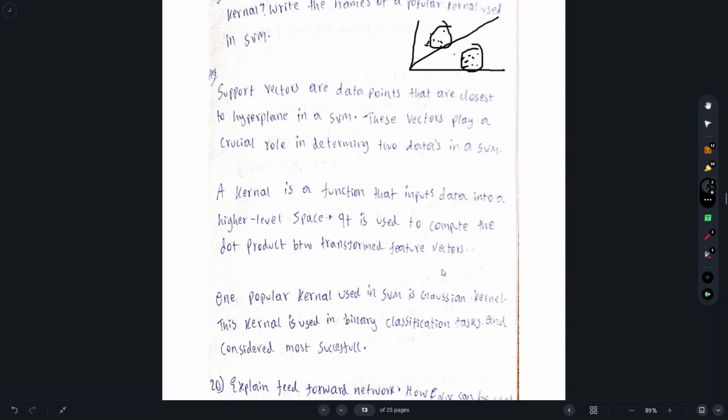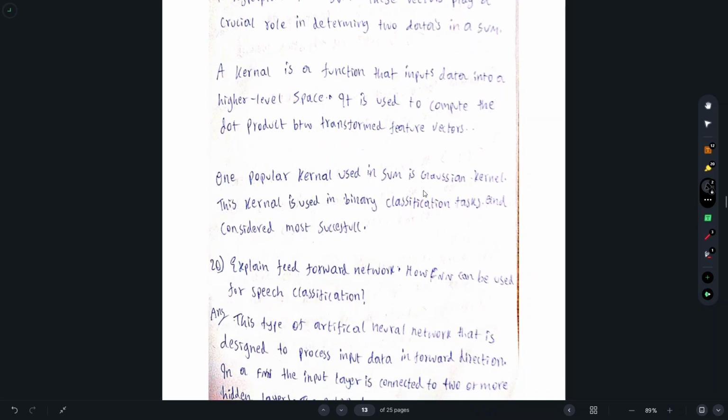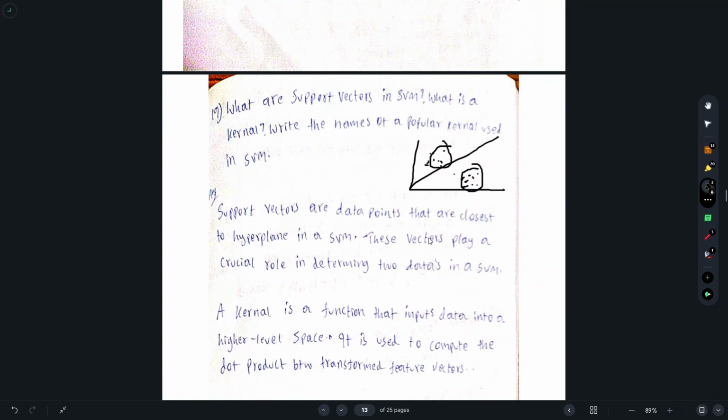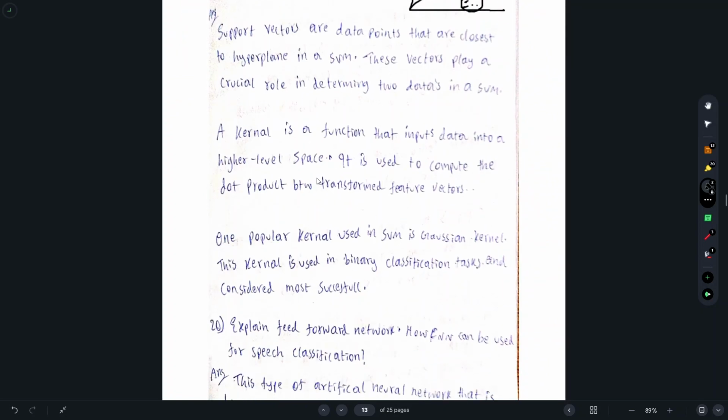A kernel is a function that maps data into a higher dimensional space. It is used to compute the dot product of the transformed feature vectors. One popular kernel in SVM is the Gaussian kernel. This kernel is used in binary classification tasks and is considered most successful, as we need to draw only one single line. With the help of that one single line we determine the data classification in that particular SVM. We use this Gaussian kernel.